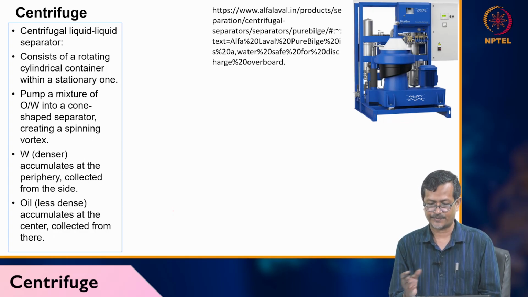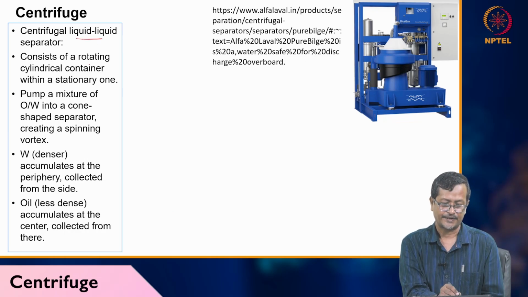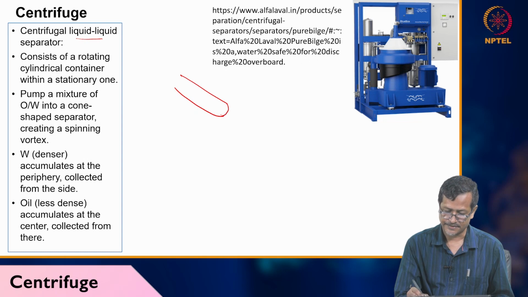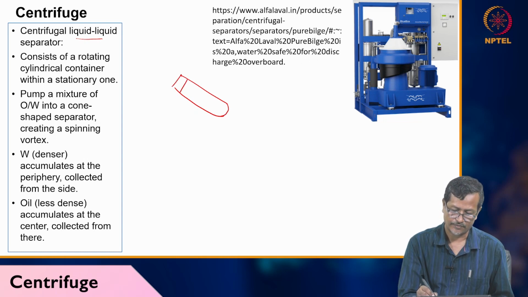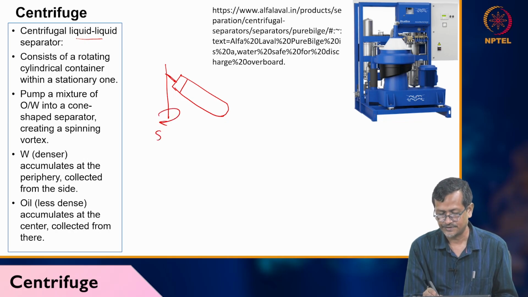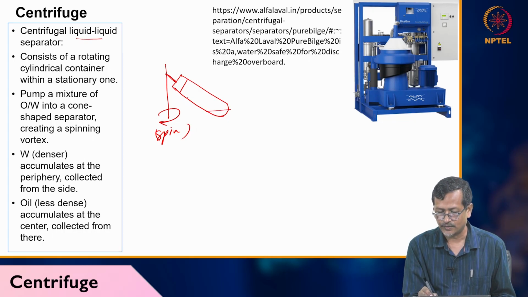Milk and butter separation, they also use centrifuge. So centrifugal liquid separator, it consists of rotating cylindrical container with stationary one. Okay, so let's say I have taken certain sample, oil water sample. Now if I rotate it at high speed, give high speed rotation, spin, then what will happen, the oil and water will get separated.